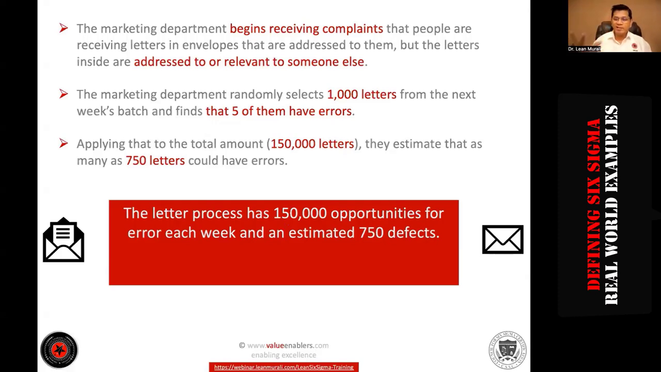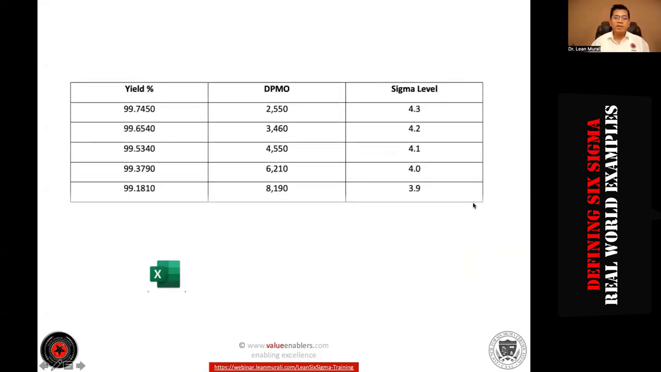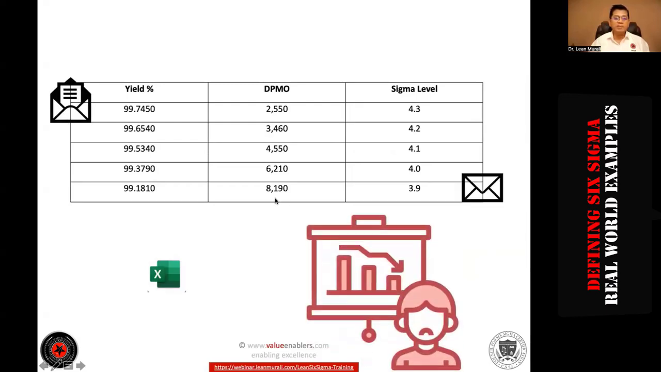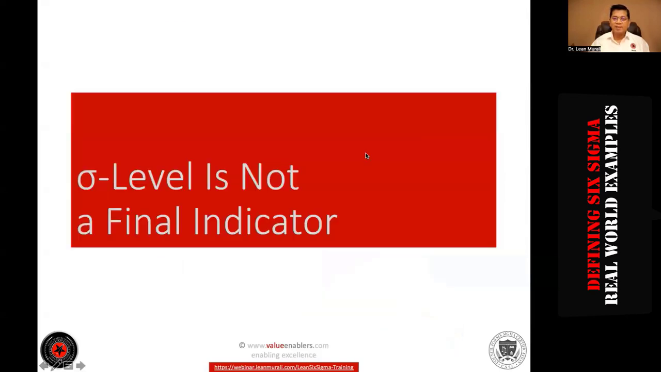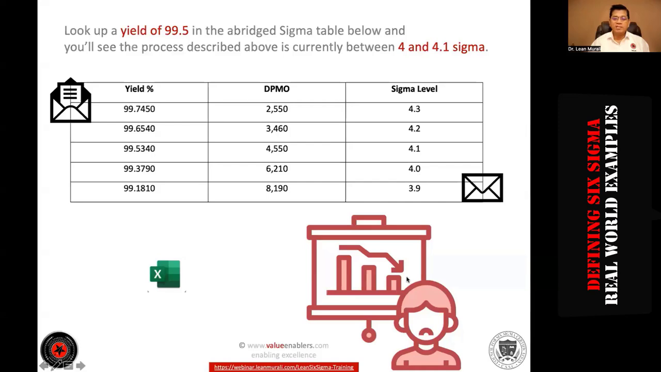Let's say that there's only one defect, the name is a defect, one opportunity per letter. So for 1.5 lakh opportunities, it is 1.5 lakhs minus 750, which is error, divided by 1.5 lakhs, and that is a yield of 99.5. If you see from the Six Sigma table, which I'll share with you, it's somewhere around 4 to 4.1 sigma level.